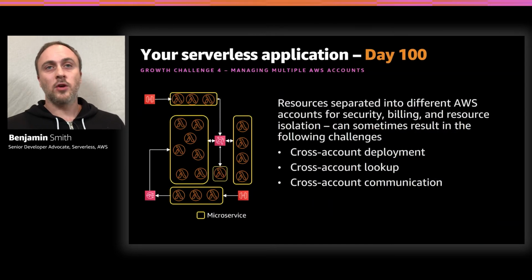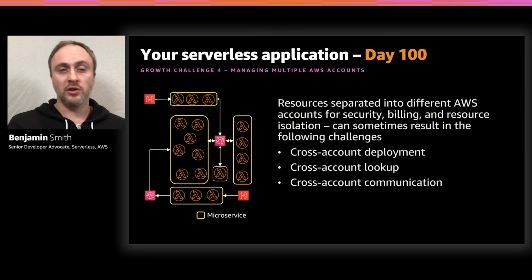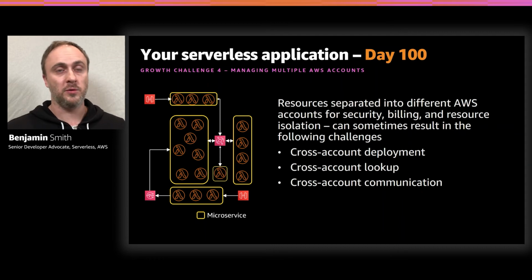Okay, the next common growth challenge we see comes with managing multiple AWS accounts. So microservice architecture typically results in a number of independent and loosely coupled services communicating with each other, either synchronously, maybe via API calls, and asynchronously via events. And these microservices are often owned by different product teams. And these teams might even segregate their resources into different AWS accounts. And that could be for reasons that include security or billing or resource isolation.